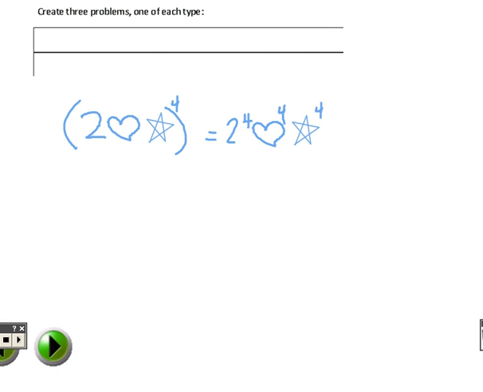And I wanted you to create a couple problems. So if you can pause for a second, create a couple problems. You can be creative if you want. I made one here, 2 heart star, that whole quantity to the 4th power. So 2 to the 4th, heart to the 4th, star to the 4th, just to show that that 4 distributes. But I want you to try one of each type. So pause for a second and try one of each type that we just looked at.